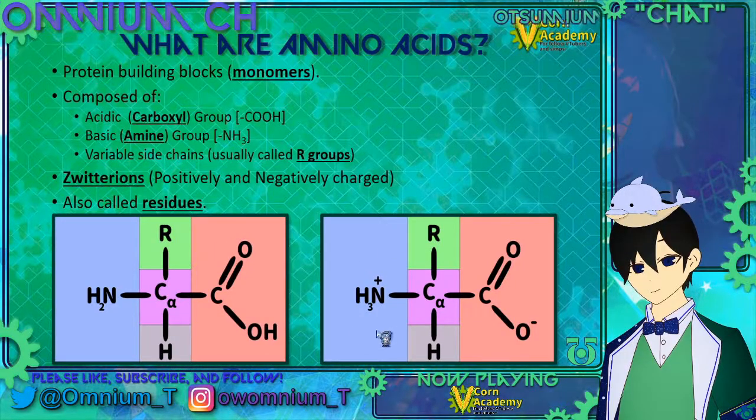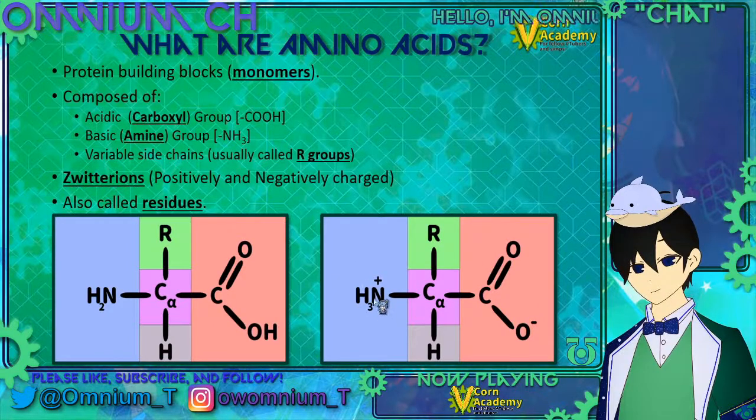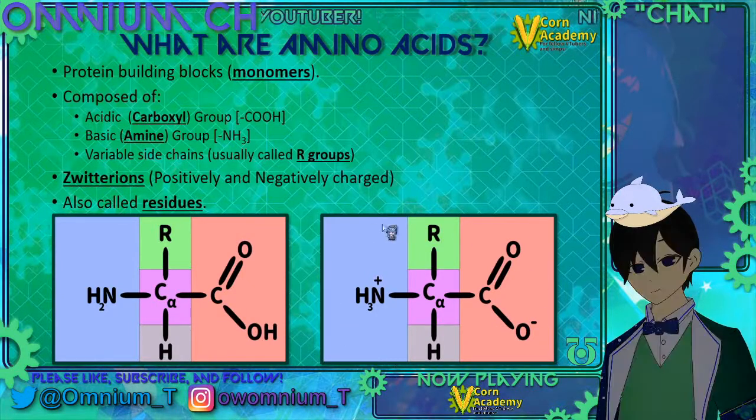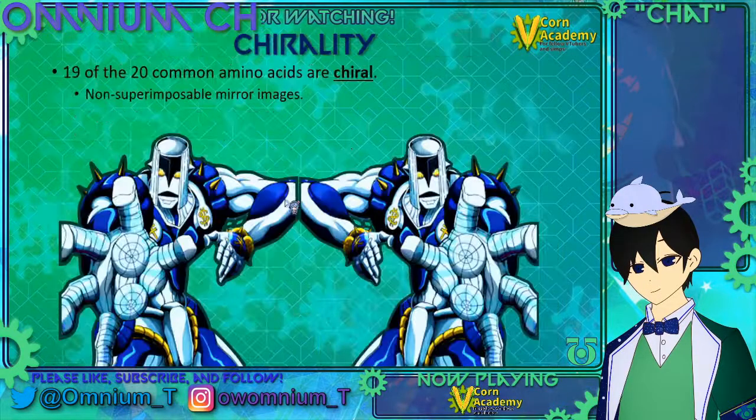They're also zwitterions, so when they become ionized, you have a negative charge and a positive charge. A lot of this assumes that you know organic chemistry already. A lot of biochemistry is organic chemistry, just combining both bio and chemistry. Also, amino acids are called residues.